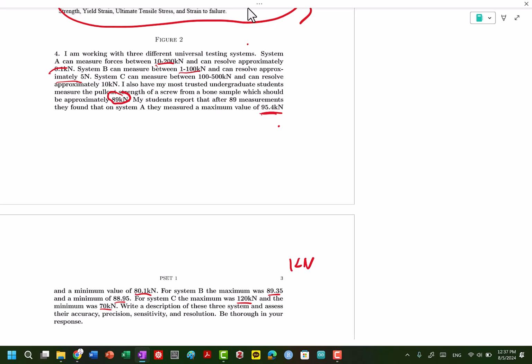So if we want to look at sensitivity and resolution, resolution is basically about what a system can actually resolve or measure. So system B can do 5 newtons. 0.1 kilonewtons is going to be, let's just keep it, 0.1, 1, 2, 3. So that's going to be 100 newtons here. And then system C can have that. So system A is the worst in terms of resolution and sensitivity. System B has the highest resolution.